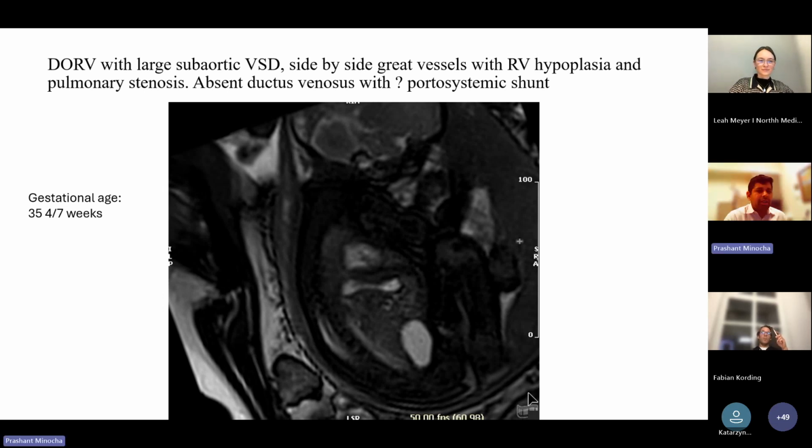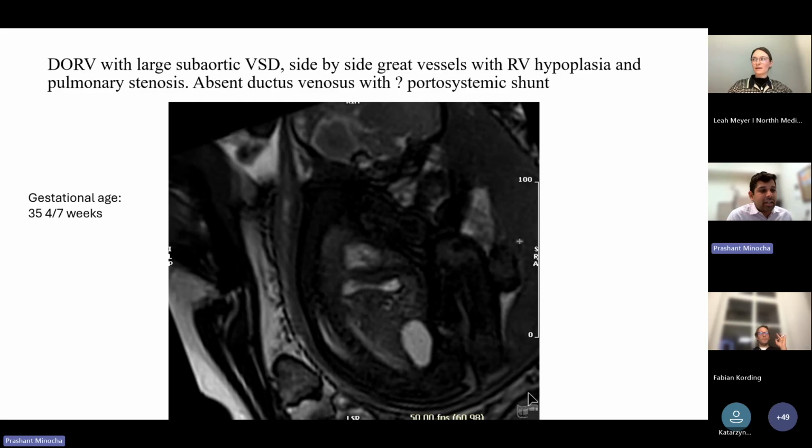We have another case here with DORV, large subaortic VSD, side-by-side vessels and RV hypoplasia with pulmonary stenosis. So lots of diagnoses, lots of anatomy here. And to add to the cardiac diagnosis, there was a concern from MFM that the patient had absent ductus venosus with a portal systemic shunt. So if the cardiac diagnosis was not enough.